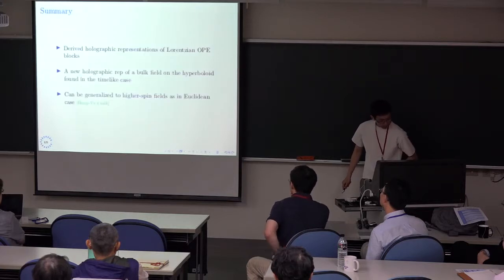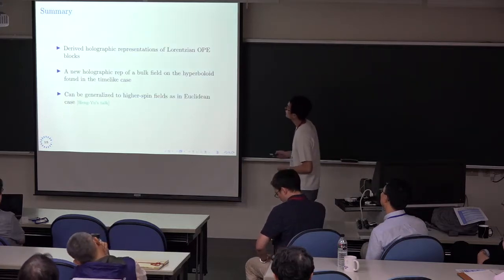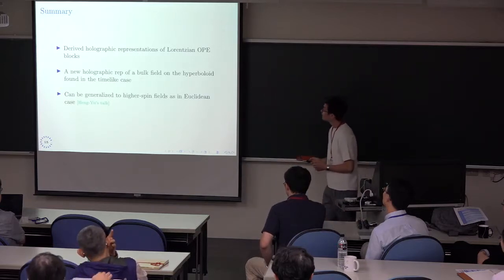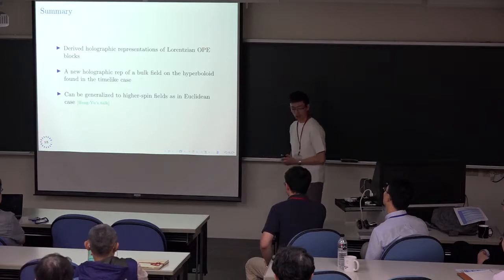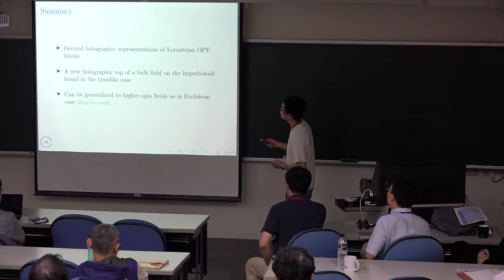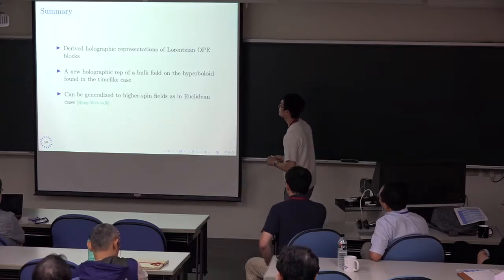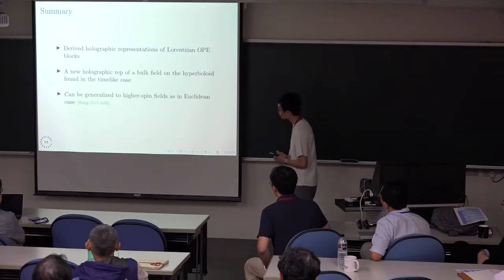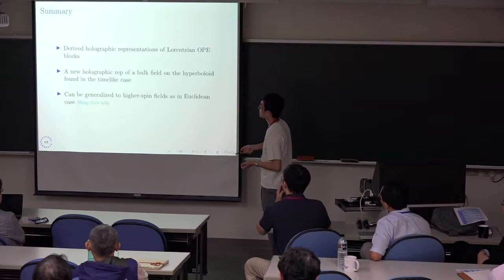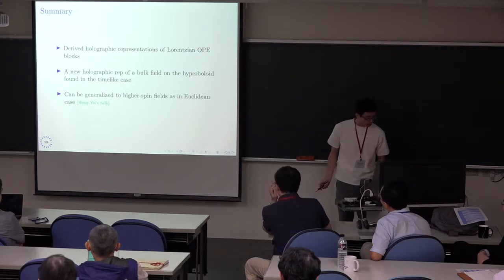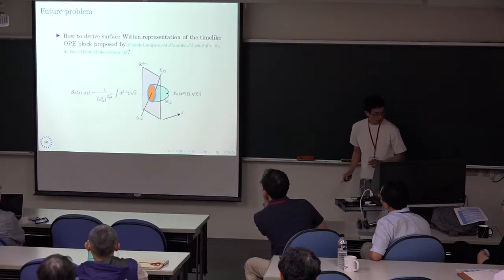Okay, let me summarize. So basically, we derived a holographic representation of Lorentzian OPE blocks. In the space-like case, we end up with the same formula as the HKLL. But in the time-like case, we find an interesting representation of a curved field living on the hyperboloid. So this is kind of new. Our story can be easily generalized to higher spin fields in the equilibrium case, and even in the Lorentzian symmetry. But there is a kind of future problem.